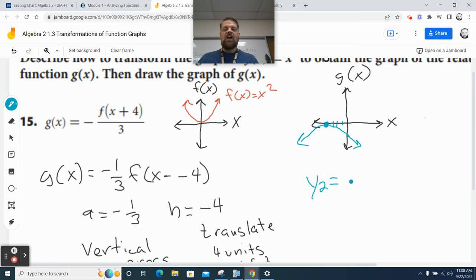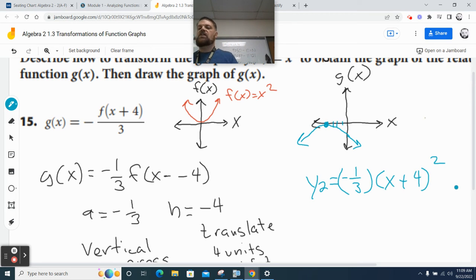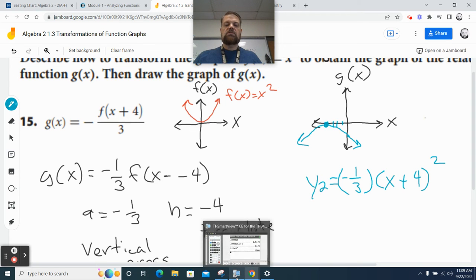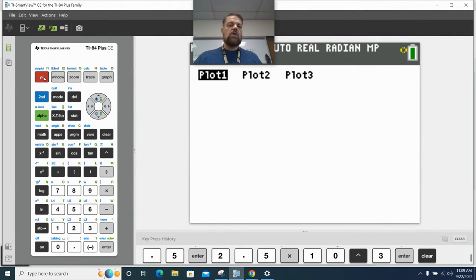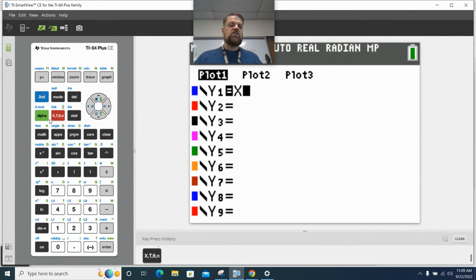Oh, that's cute. So we're going to say negative 1/3 times, now remember, f of x is x squared, so I'm going to say x plus 4 squared. That's how I'm going to enter it in the calculator. Is everybody ready? Ready to be shocked and awed? Okay. So we're going to graph the original one, and I'm going to do it all on one graph. So turn on your calculator. Go to y equals. First one's just going to be x squared.